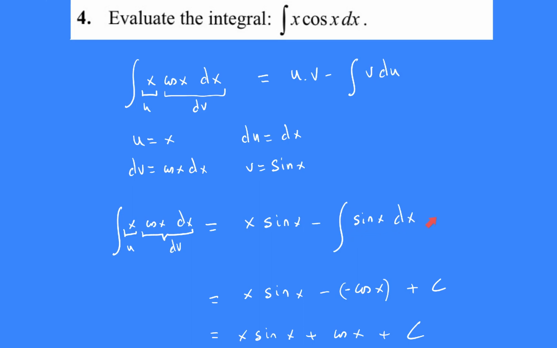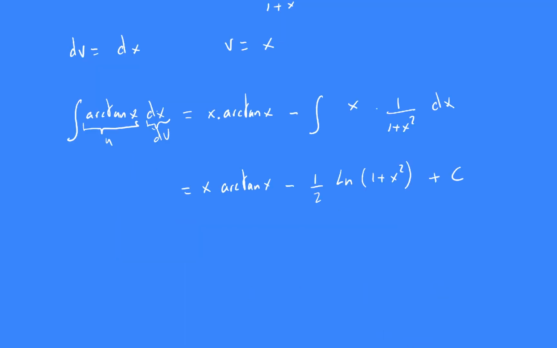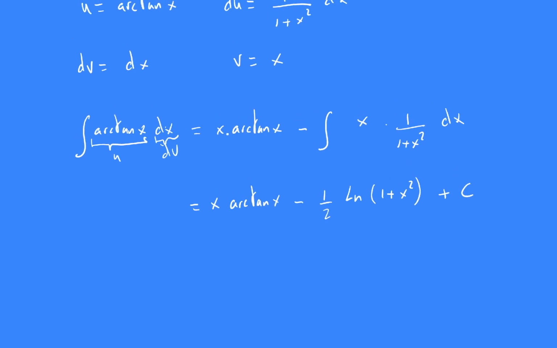The integral of sine of x is minus cosine of x. If you plug in minus cosine of x, you will obtain as the final result that the integral of x cosine of x dx is x sine of x plus cosine of x plus C. And the problem is solved. Now let's go to the next problem.